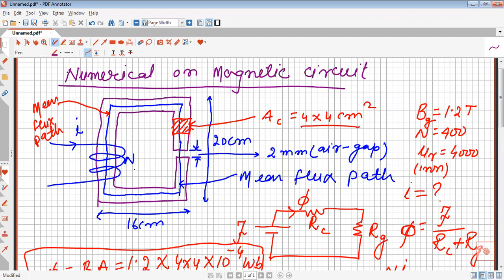geometry rule. Geometry says, we take this length from here to here, and minus this air gap length, plus this length, plus this length, plus this length. So by adding all the lengths together and subtracting the air gap length, we will get the length of the core in which the magnetic flux is flowing. So this length we have to find. From here to here, how much length is there?